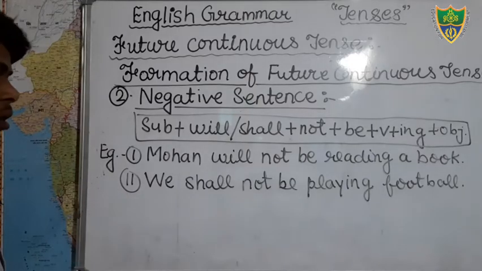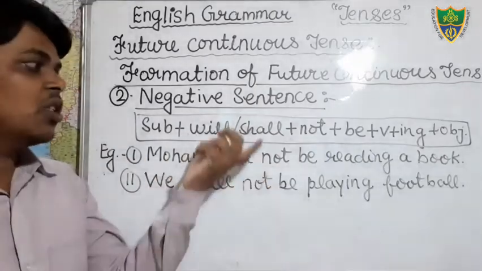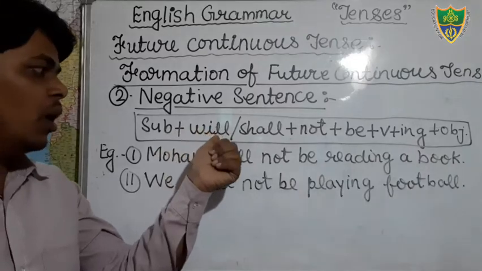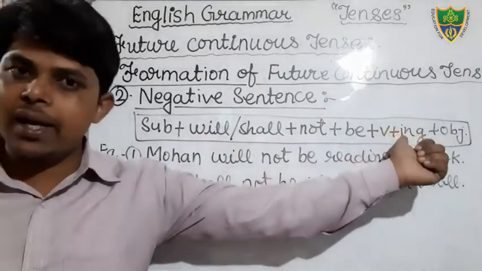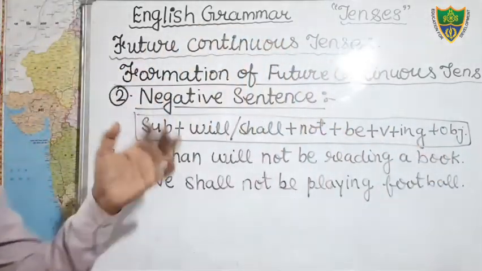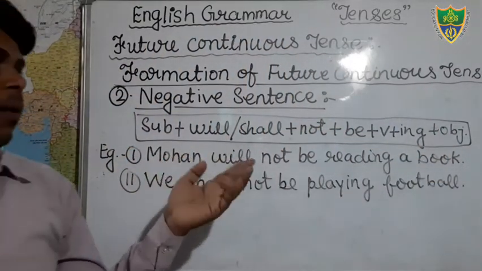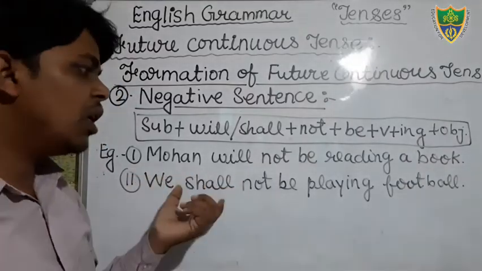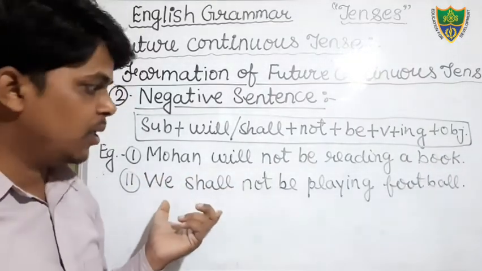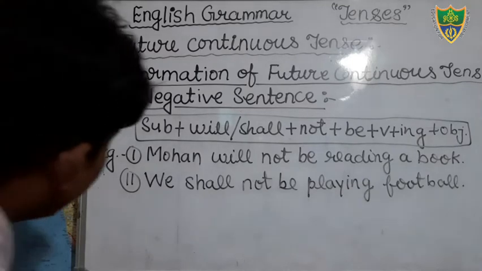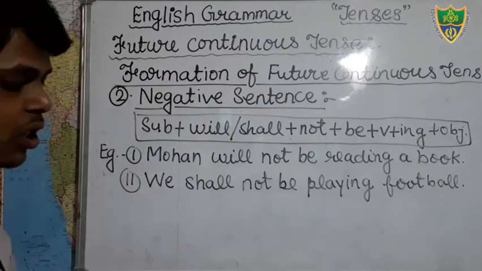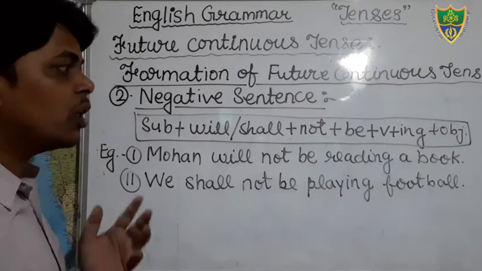Okay, students. These two sentences are based on this structure: subject, will or shall, then not, then be, then the verb, in which we add ing, then the object. You can see the sentences: Mohan will not be reading a book, we shall not be playing football. Students, just write down these two sentences with the structure. I hope that you all have understood the negative structure of future continuous tense.